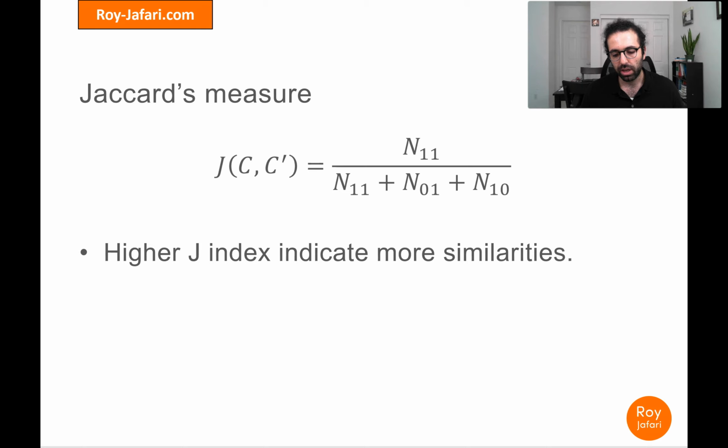And if you pay attention, another metric is Jaccard's, which only uses N11 in the numerator and N11, N01 and N10 in the denominator. Basically saying the N00 is not a significant number when you want to compare the clusterings. And the higher the Jaccard's index, the more the similarity.